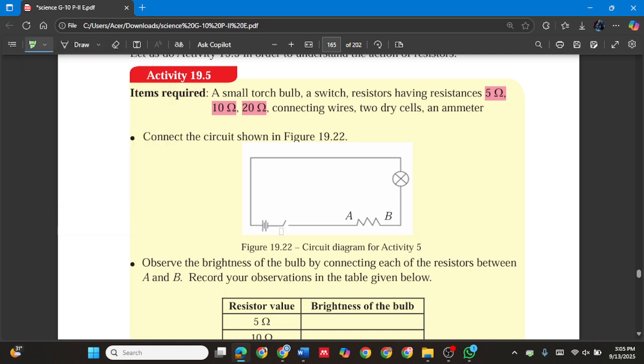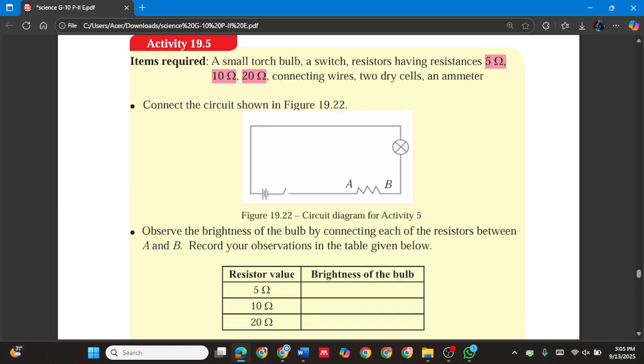Connect the circuit shown in the figure. So here the bulb, and here the resistor from A to B, the resistor, and here the bulb, the dry cells, which give the potential difference, voltage, and here the switch.